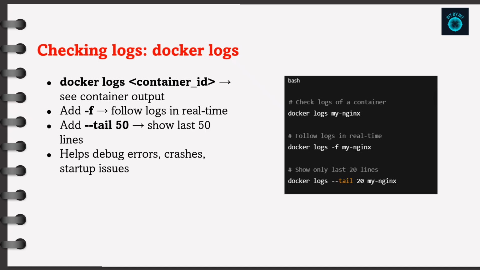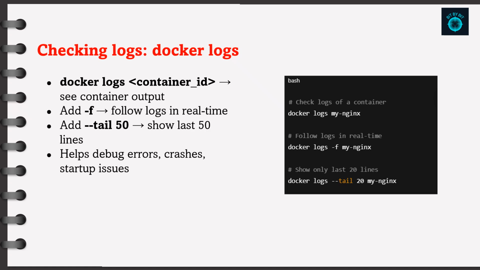Think of this like the tail command in Linux. You can also limit how much history you see with --tail followed by a number. For example, --tail 50 will show only the last 50 log lines. This is one of the most common and useful tools in real work because it helps you quickly understand errors, crashes, or startup issues. Here are some practical examples.